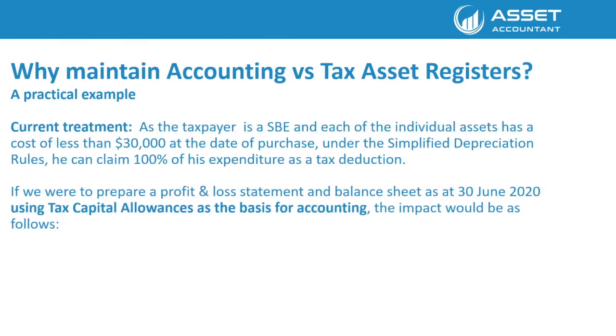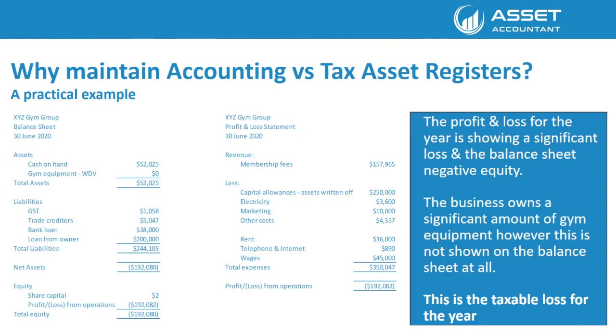So the current treatment. Many accountants, as the taxpayer is an SBE, would actually go and claim all of those assets as a taxable deduction and reflect that in the financial statements. Because each asset has a cost of less than $30,000 at the date of purchase, under the simplified depreciation rules, the taxpayer can claim 100% of this expenditure as a tax deduction. If we were to prepare our financial statements based on using tax capital allowances as the basis for accounting, this is what our P&L and balance sheet will look like.